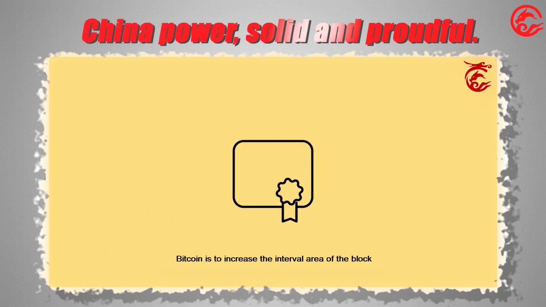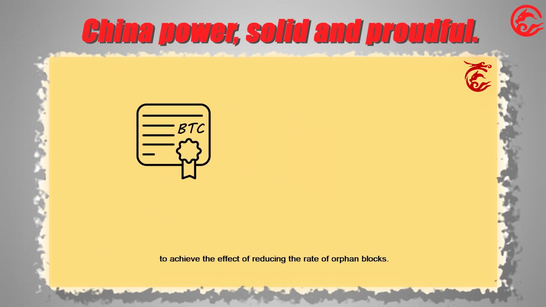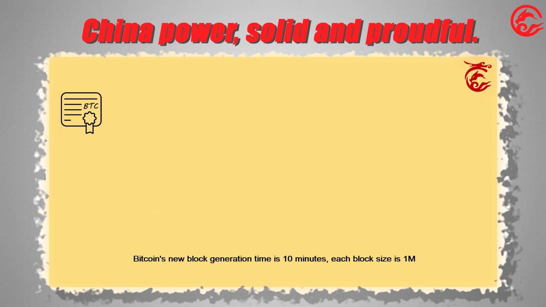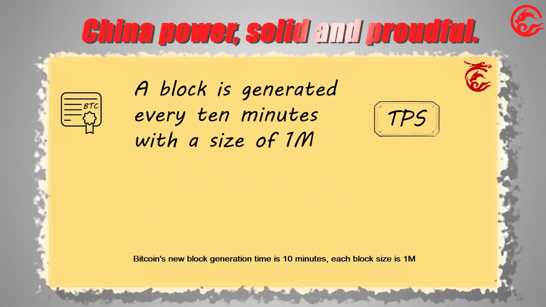Bitcoin increases the interval area of the block to reduce the rate of orphan blocks. Bitcoin's new block generation time is 10 minutes. Each block size is 1M. This is one of the reasons why Bitcoin TPS cannot go up.